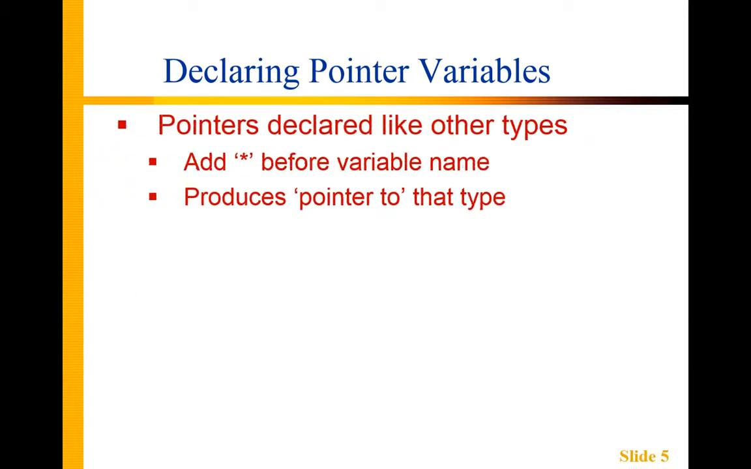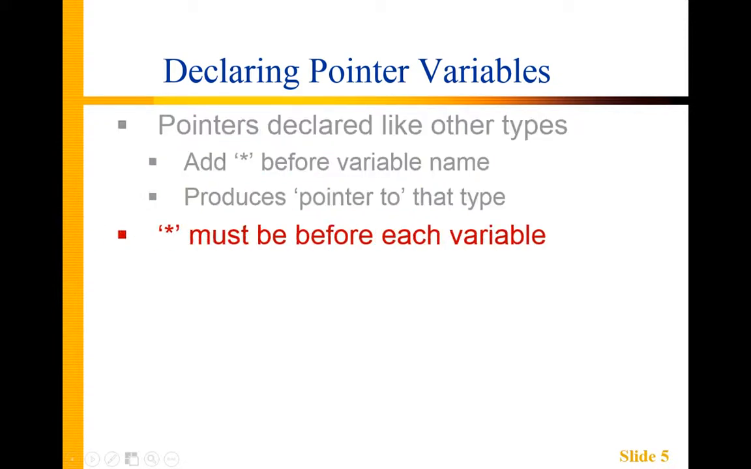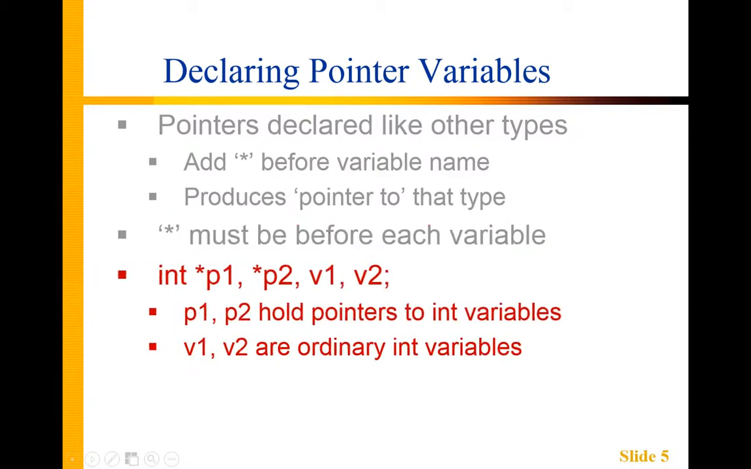Once again, pointers are always declared by the asterisk before a variable name. So you'd have int, or the data type, asterisk, and the pointer name. You must use an asterisk before each variable. Let's have a look at this particular example. We have int asterisk p1, asterisk p2, then we have v1, v2. p1 and p2 are pointers because they have the asterisk. v1 and v2 are just normal int data types. That's all they store. They're just ordinary variables.